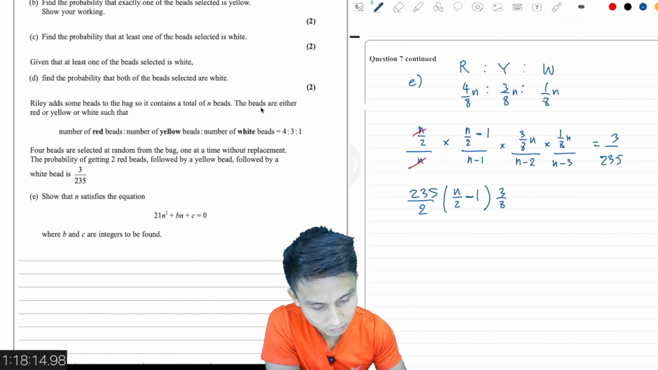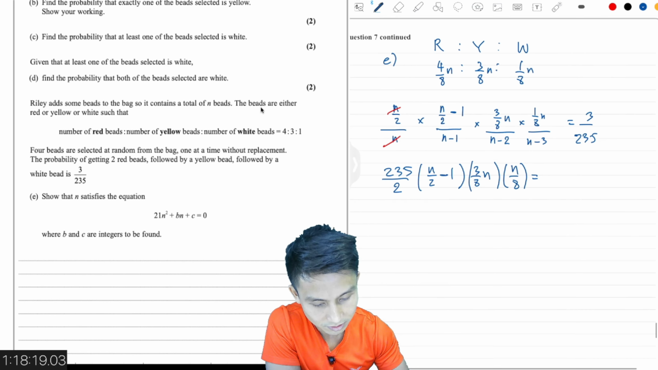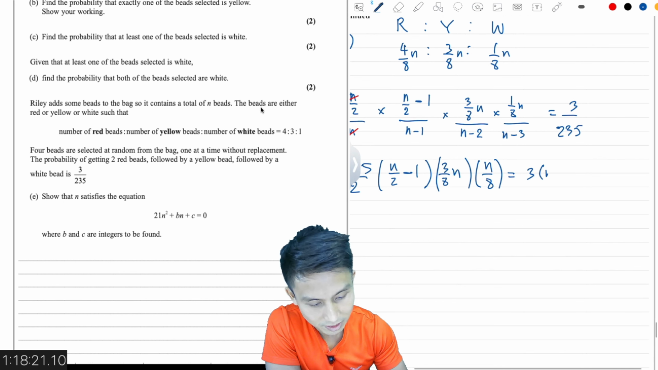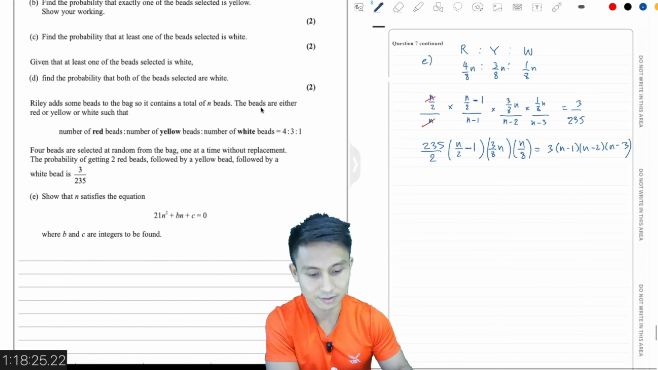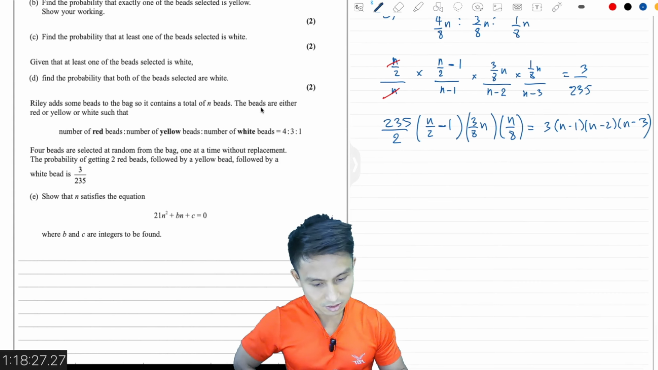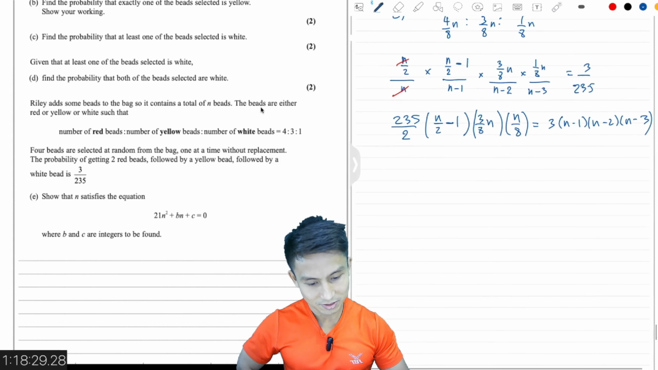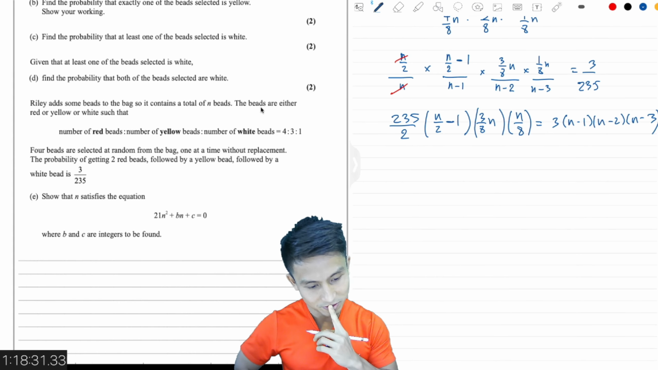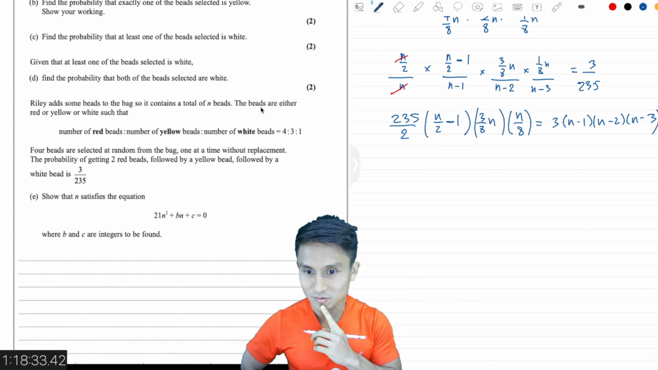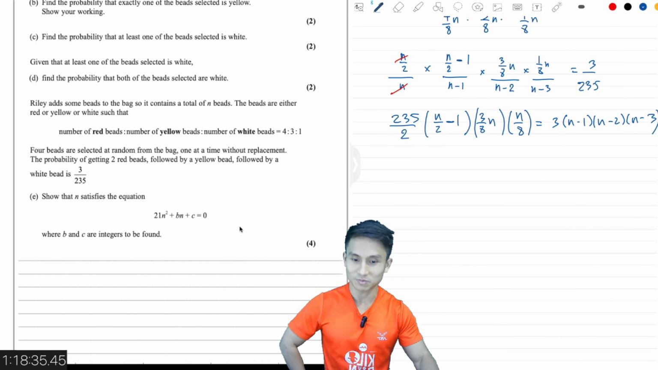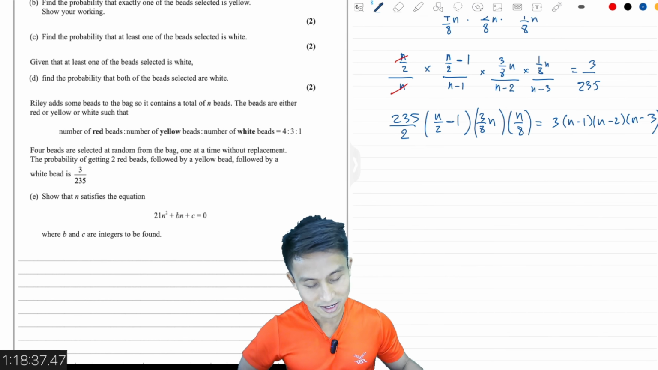Times 3 over 8n times n over 8 equals, and then on the right side we have a 3, n minus 1, n minus 2, and n minus 3, like that. Yeah? So let's simplify that, can we not? How are we going to do that? That's going to be horrible. I'm not sure if we're going to get this, but I'm just going to try anyway. Let's see what we get there.